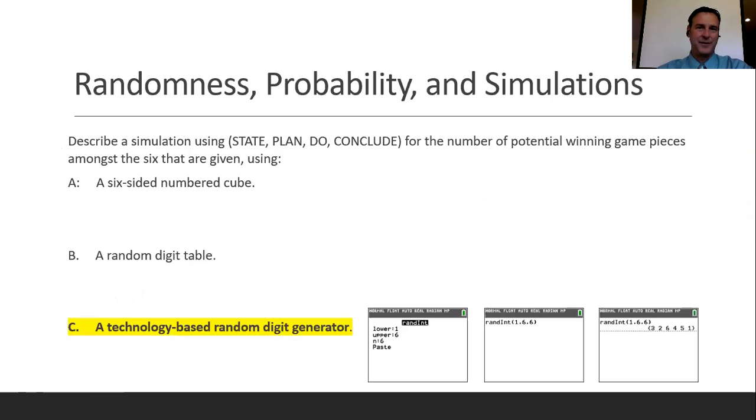All right, the last one is using your random digit generator. And so, again, your statement's going to be the same. Your plan's almost exactly the same. I'm going to put the directions up here so we can see. Let 1 be a winner, a winning game piece or a winning ticket.